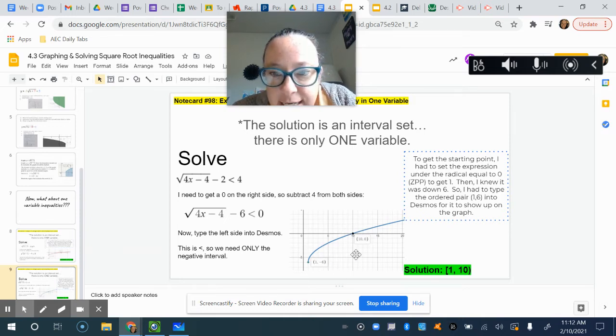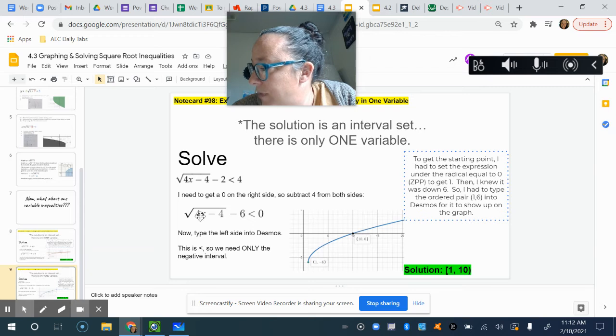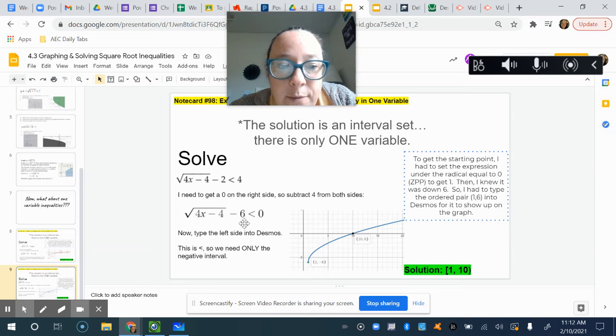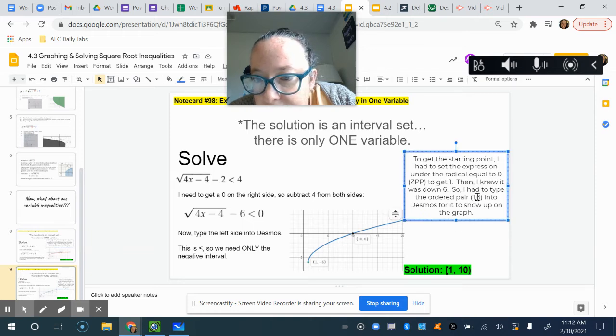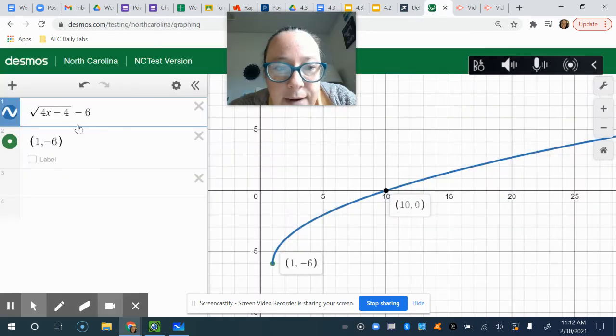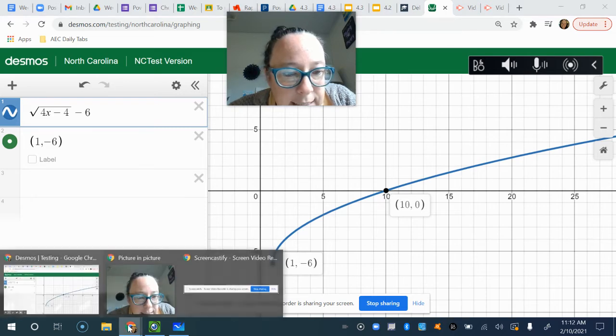So this is it typed in Desmos. Remember, to get the starting point, I had to ZPP what was underneath there. So 4x minus 4 equals 0, 4x equals 4, divide by 4, x equals 1. So we know we go right 1, and minus 6 is down 6. So I went through all of that. I had to tell, oops, I think this needs to be a negative right there. Okay. I had to tell Desmos to plot that point. So you can see all of that right here. I had to tell it to plot the point. There it is, all of that stuff in its glory.